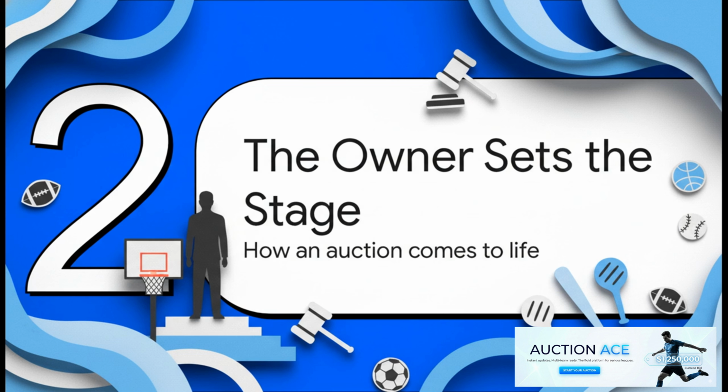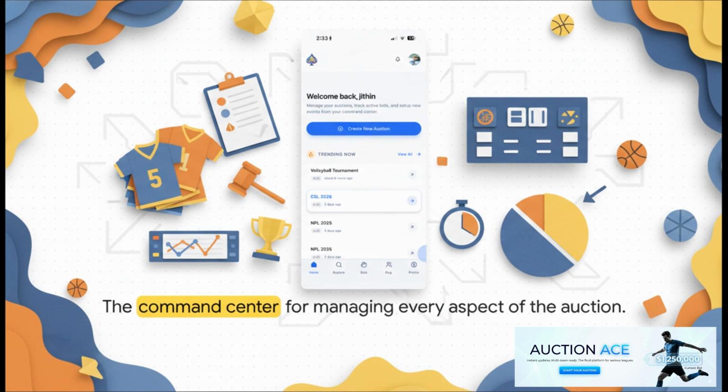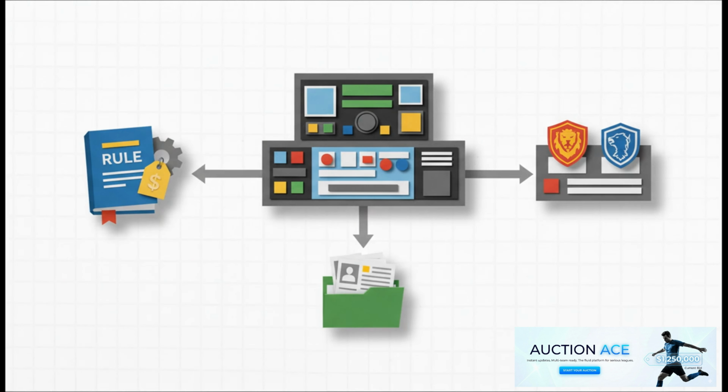All right, first up, let's put ourselves in the shoes of the auction owner. We're going to see how they set the stage for the entire event. And here it is. This is basically their command center. It's a super clean dashboard where an owner can kick off a new auction, manage the ones they already have going, and just keep an eye on everything from one single place. Say goodbye to cluttered files and confusing spreadsheets. The owner gets all the tools they could possibly need right here.